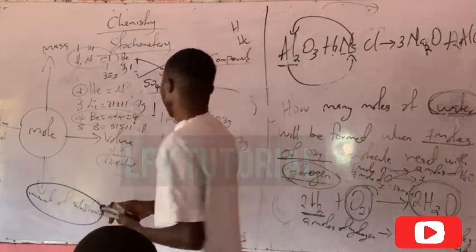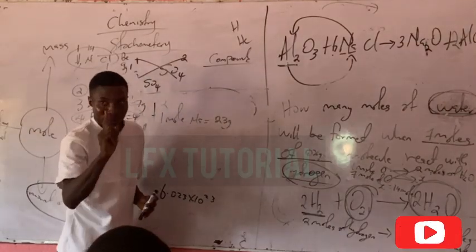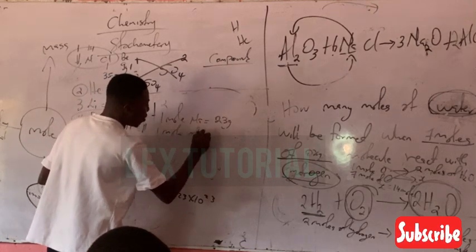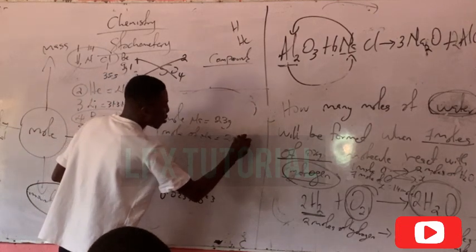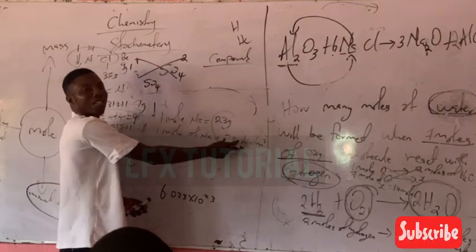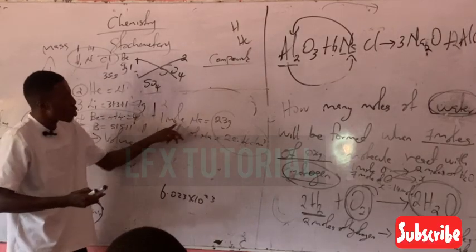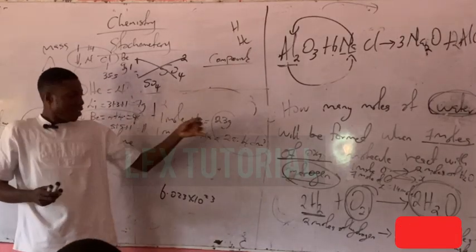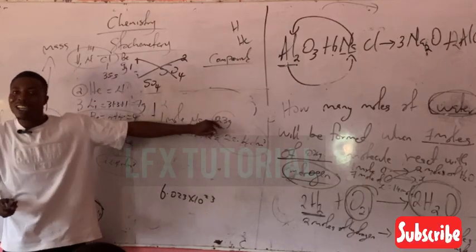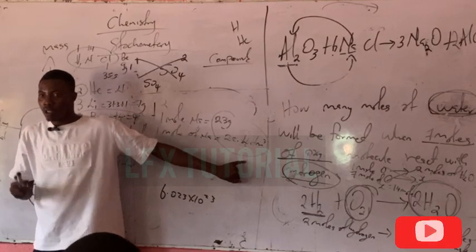Now let's see. This is what I did. 1 mole of sodium contains 23 grams, and 1 mole of sodium contains 22.4 dm³, right? That means 23 grams of sodium contains 22.4 dm³. The question says, if 1 mole of sodium contains 23 grams, and 1 mole of sodium still contains 22.4 dm³, that means 23 grams of sodium will contain 22.4 dm³. Do you get that?